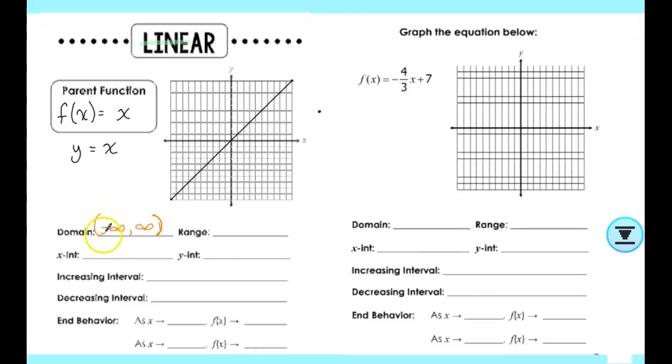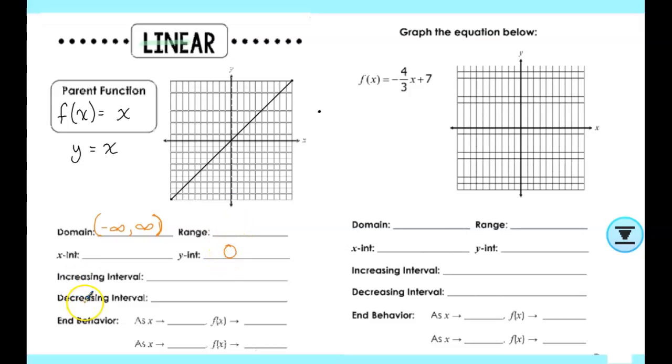And the curved brackets just mean that this number is not included. You can't really include infinity because infinity doesn't end. But domain is just all the possible x values that can work for this function. So I can put any number in for x, and that function will still be valid. The y-intercept on this one is 0.